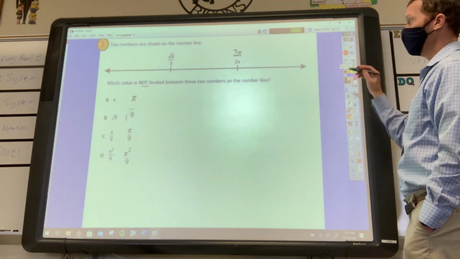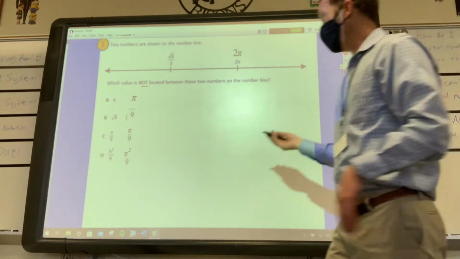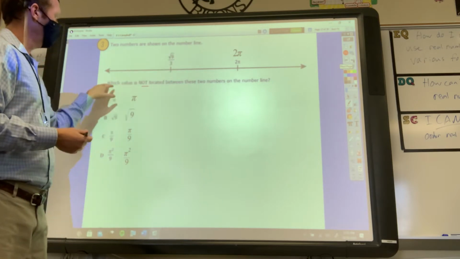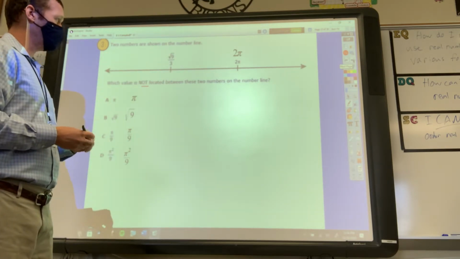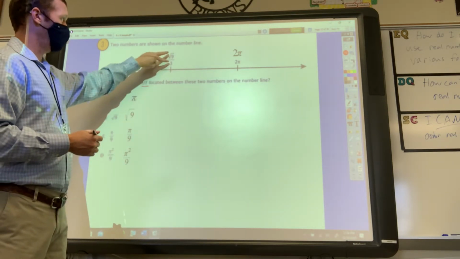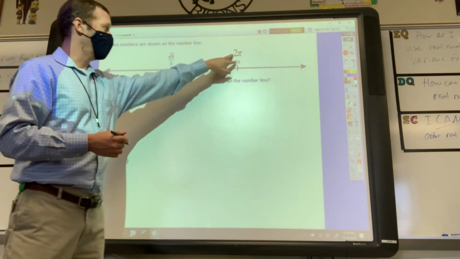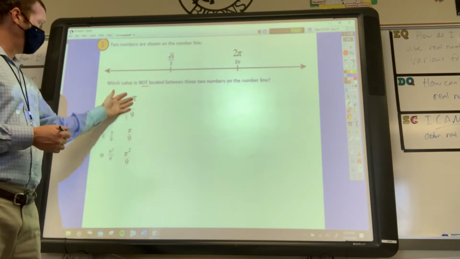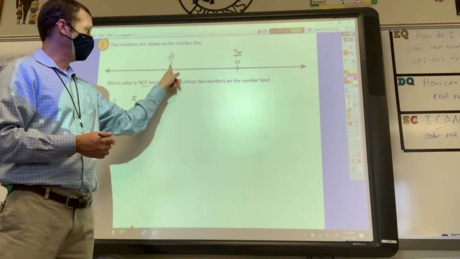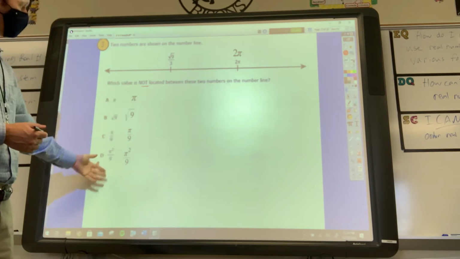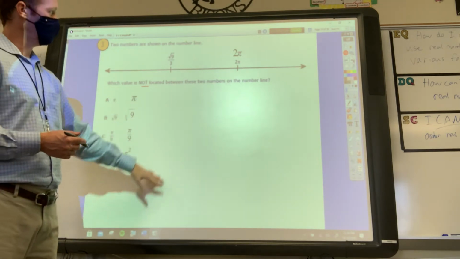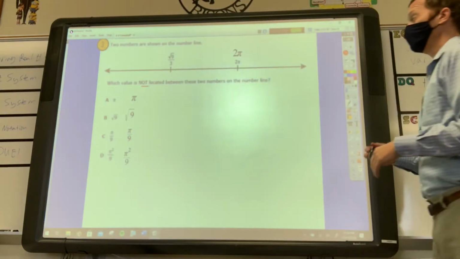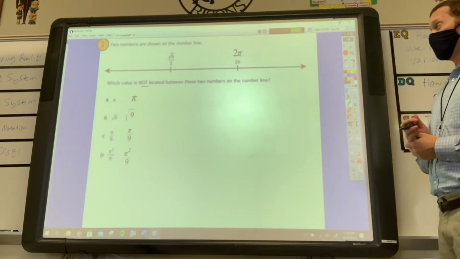And then, same thing with this question. Not going to work it out for you. I'm just going to point you to the right way to do it. 2 numbers are shown on the number line. Which value is not located between these 2 numbers on the number line? So you got to turn this into a decimal and write it down. Turn that into a decimal and then write it down. And then find out of all these choices, which one is not between these 2 numbers. So convert them into decimals, write it all out, make your list, and then the answer, I think, will become clear to you. So take a minute, pause this, look at it, work through it.